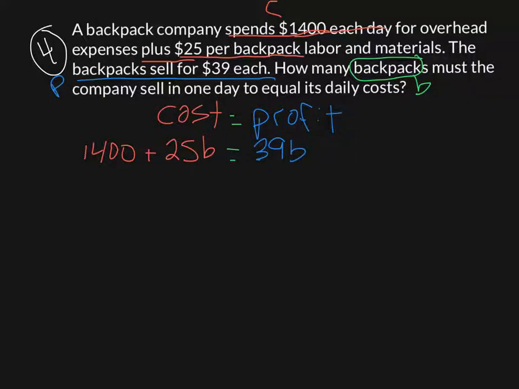It's easy to determine if you sell 2 backpacks. You just take 39 times 2. All right, so it's 39B. And now we have our equation here that we're going to solve.